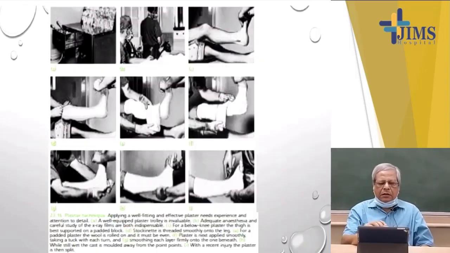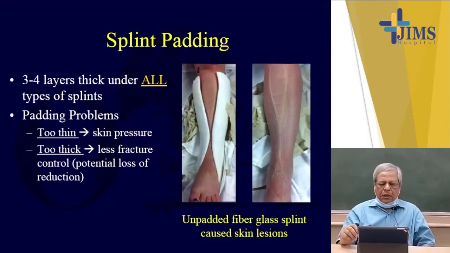This is another way of doing these plasters. You know, these are circular plaster bandages. This is a complete plaster. We call it a cast. And if it is on one side, then we call it a slab. Any splint or a slab has to be padded nicely.